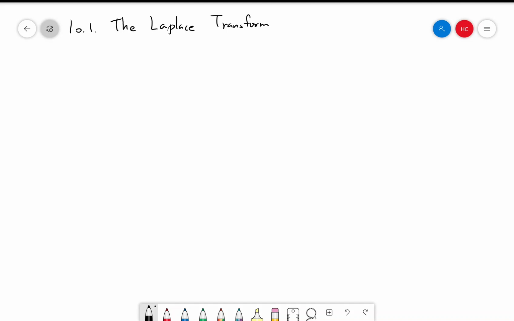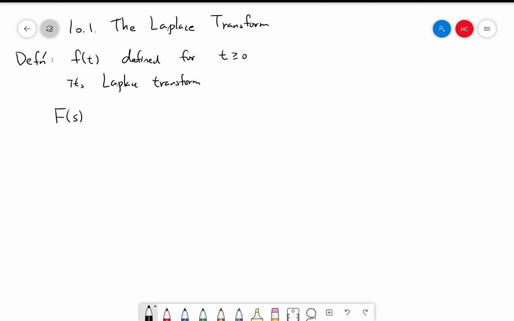This is section 10.1, which is on the Laplace transform. So let's first define what a Laplace transform is. Suppose f is a function of t, and it's defined for all positive values of t. Then its Laplace transform, we have two notations. We either use capital F of s or curly L of f of t.